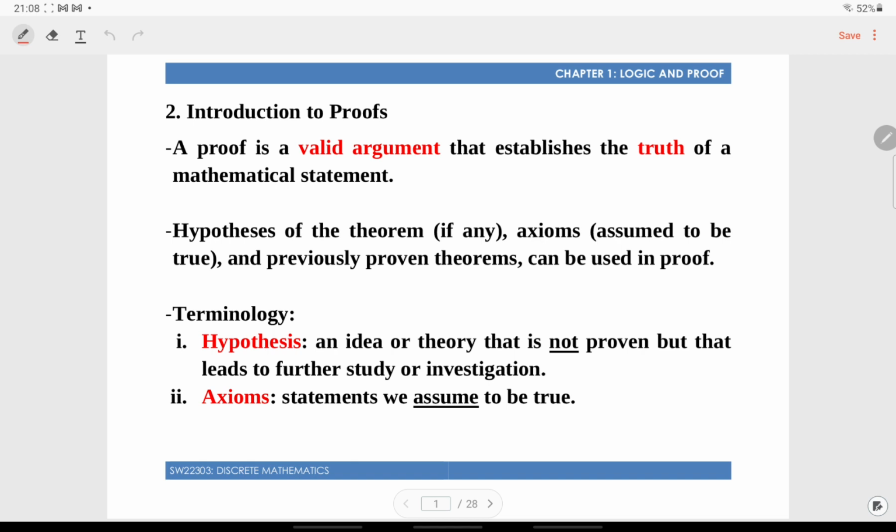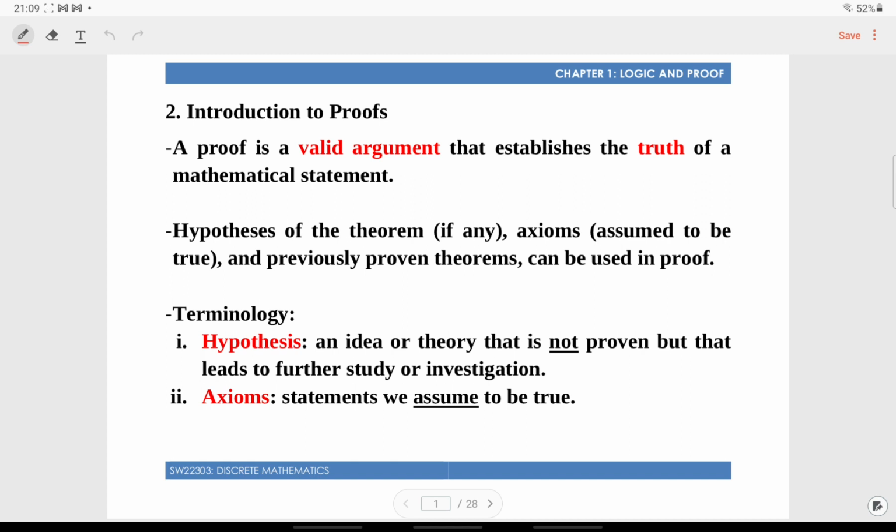In order to provide the proof, we can use the hypothesis of the theorem, if any. We can also use axioms, which are assumed to be true, and previously proven theorems. Now we learn about some important terminologies in proof. First, we have a hypothesis. Basically, a hypothesis is an idea or theory that is not proven yet, but that leads to further study or further investigation. That is what we call a hypothesis.